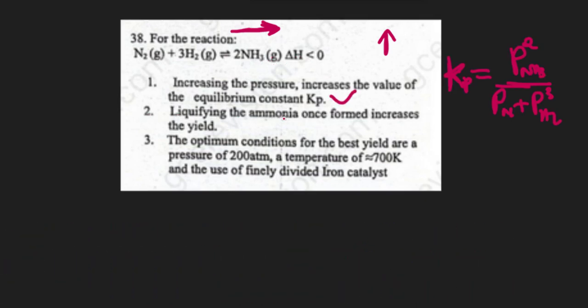2. Liquefying the ammonia once formed increases the yield. That's also true because it will cause more ammonia to be formed, thereby favoring the forward reaction. 3. The optimum conditions for the best yield are a pressure of 200 atmospheres and a temperature of approximately 700 Kelvin. That's also a true statement, and so is the use of finely divided iron catalysts. These are the optimum conditions for the optimum yield. So we say that 3 is also correct. Therefore, all statements are correct, making our answer A.